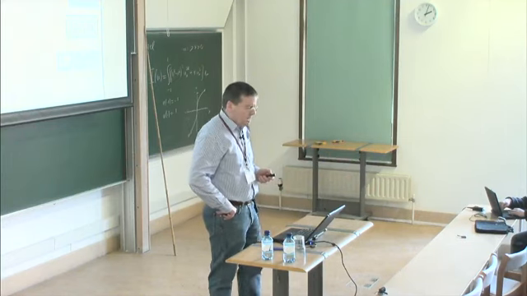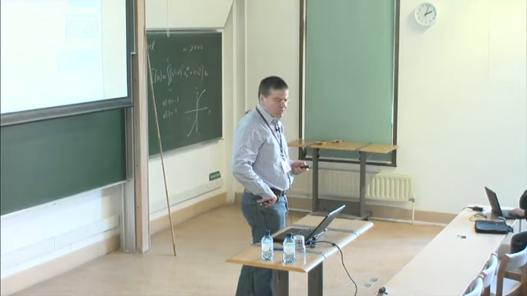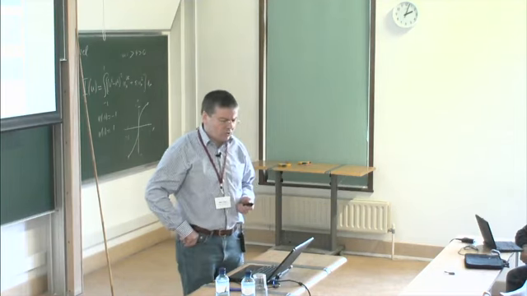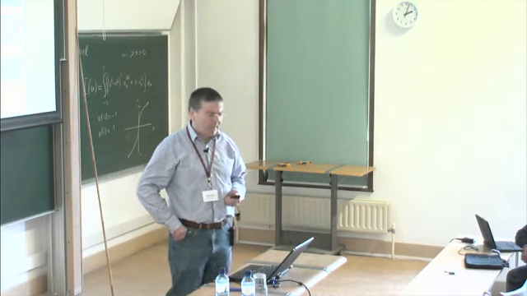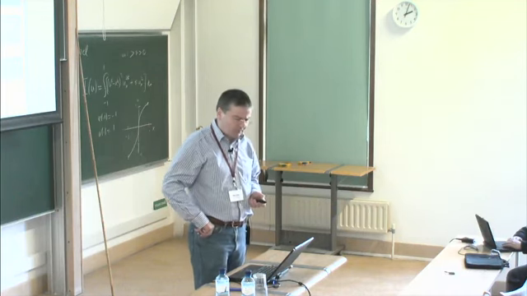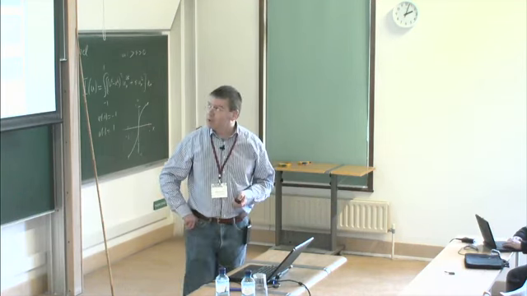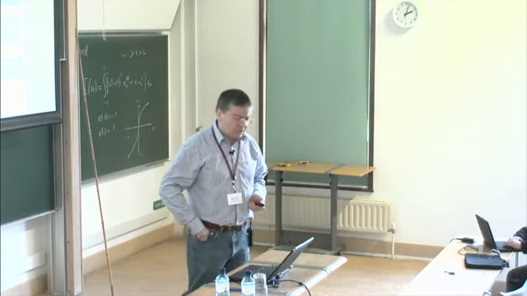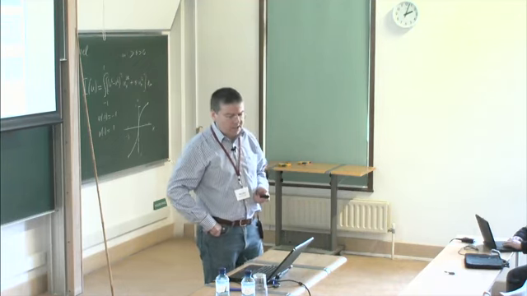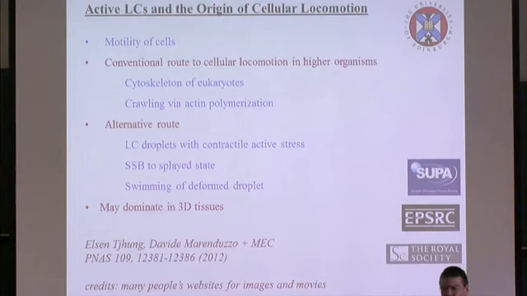So I'll say a little bit about what's understood about how cells move, focusing on locomotion in higher organisms, eukaryotes, that's us. In particular, there's a well understood mechanism, cellular propulsion involving polymerization of actin. But what I really want to do is focus on this alternative route, which is actually quite a lot simpler, which is the idea that you can basically put a blob of an active liquid crystal into a droplet and it will swim. That's what I hope to persuade you of.